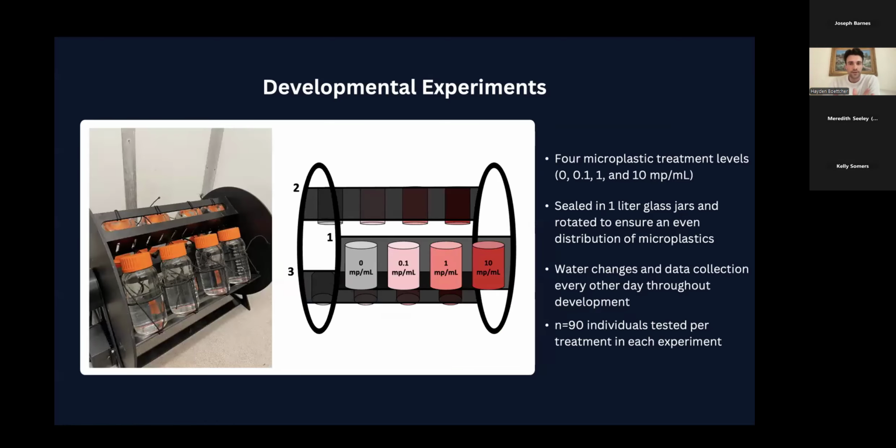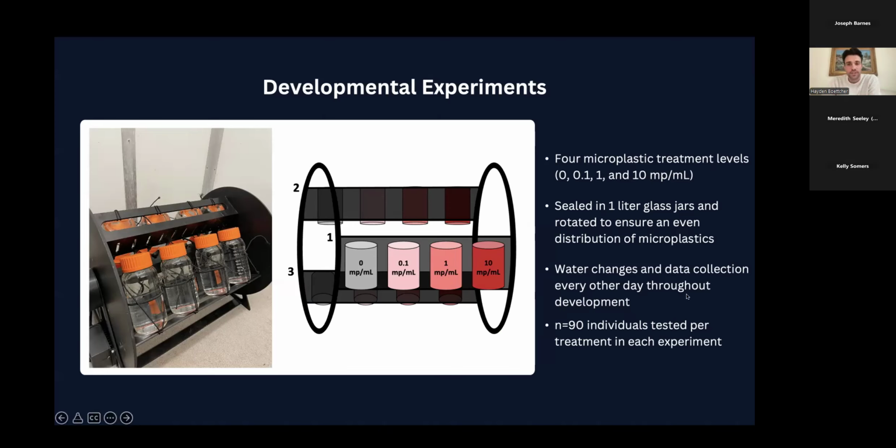And so here's a brief look at the experimental setup for these developmental experiments. As I said before, we had 4 different treatment levels increasing from 0 to 10 microplastics per milliliter. All of the larvae were sealed in 1-liter glass jars, and they were rotated on this plankton wheel here to ensure that the microplastics were constantly being distributed evenly in the jars. We worked really hard to make sure that there weren't any air bubbles in the jars because the plastics like to congregate around air pockets and things like that.